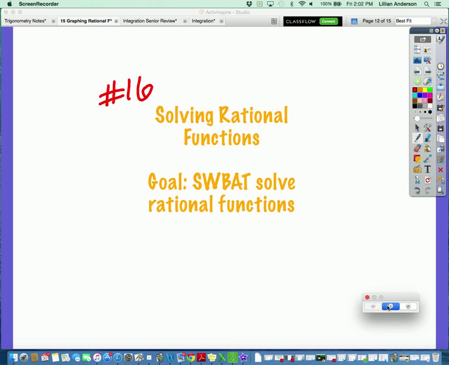All right, so solving rational functions. Your goal, clearly, is to be able to solve a rational function. Please make sure you number this 16 so you can keep them in sequential order with your other notes. Like I said, it's not going to be much, mostly examples.